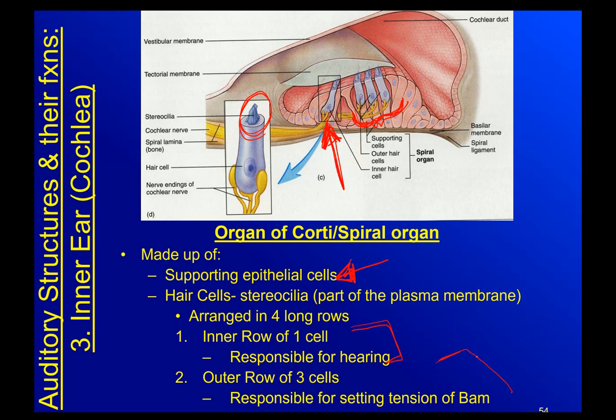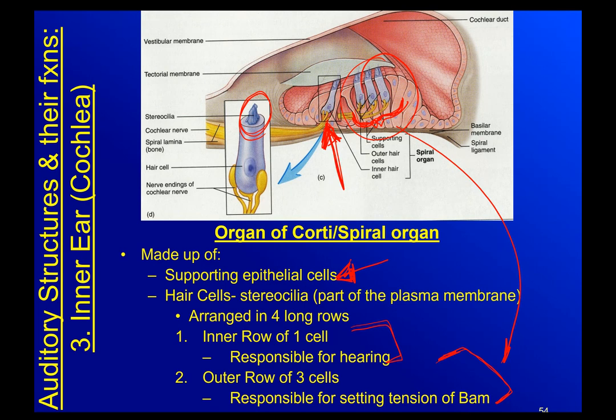Whereas the outer three, these guys here, they're responsible for the tension that's kept in the basilar membrane. So one of the things with these cells is that they are mechanical cells. In order to get them to respond, you have to bend them. So by bending the hairs, you're sending signal.